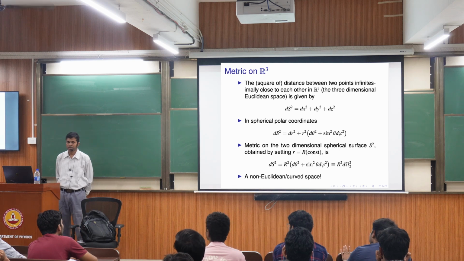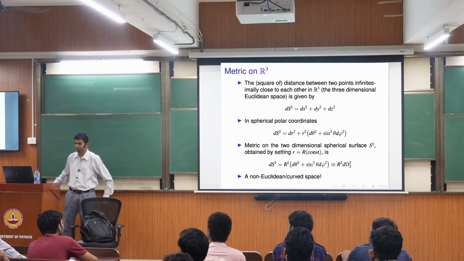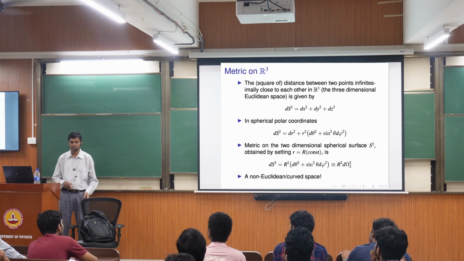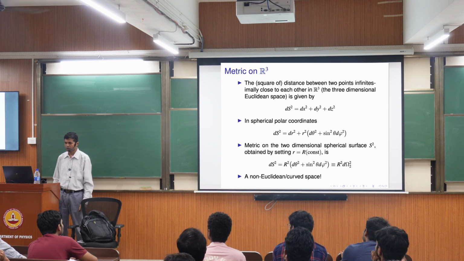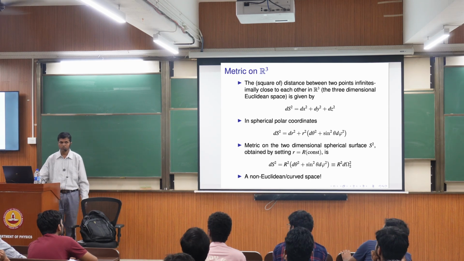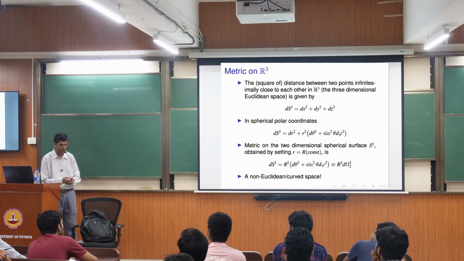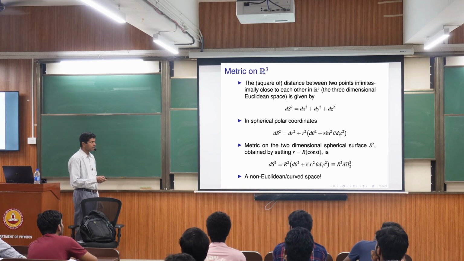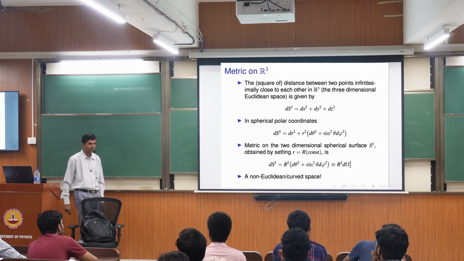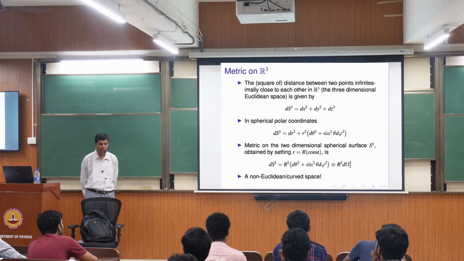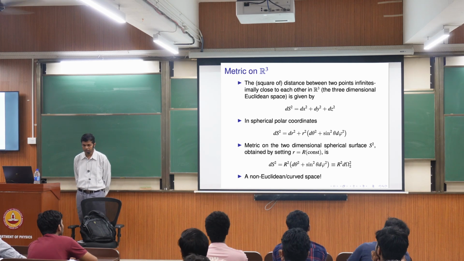And in our conventional sense, this is the metric that everybody uses in three-dimensional Euclidean space. You consider any two points which are infinitesimally close to each other, then the square of the distance between these points is given by dx squared plus dy squared plus dz squared. That is in the Cartesian coordinate system.